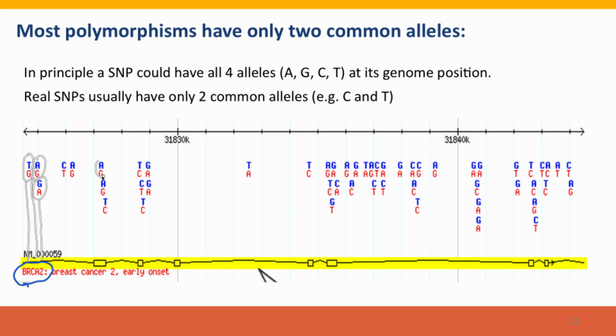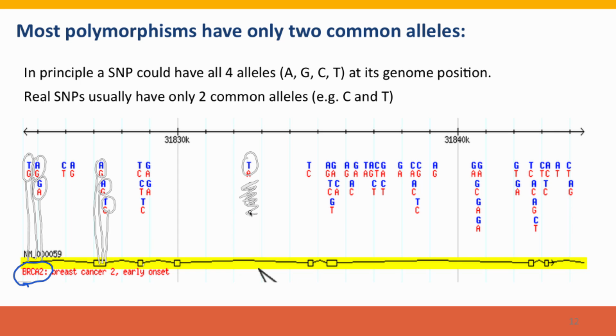Here are 3 SNPs in this small exon. Here are 5 SNPs in this exon. Here's 1 SNP in the middle of the intron. And you can see that there are lots of SNPs, both in introns and in exons, and that there are always only 2 alleles that are common. There may be rare individuals who might have a C or a G, but they're sufficiently rare that they don't count as polymorphisms, and they're not normally considered.